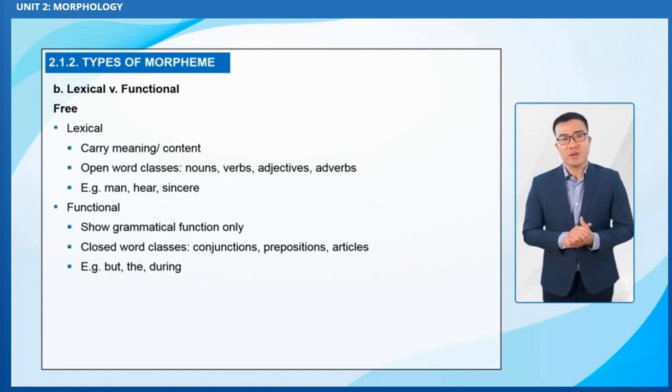A functional morpheme only shows grammatical function. It is realized by one of the closed word classes, for example, conjunctions, prepositions, and articles. For example, but, the, and during are functional morphemes.